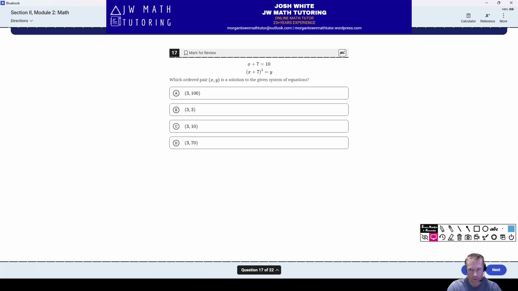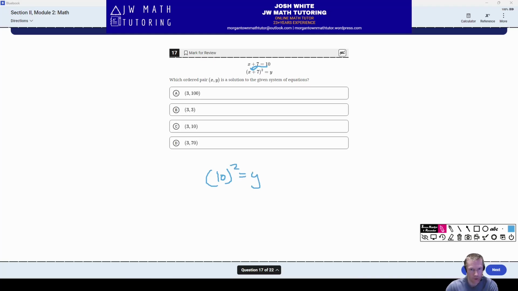All right, next up, we have another system of equations problem. And they want to know which ordered pair is the solution. So technically, you don't have to solve for x because notice all the answer choices already have 3 as the x coordinate here, right? You really only need to find the y value. That's what's different. And the quickest, easiest way to do this is notice x plus 7 is 10. So let's replace this with 10.